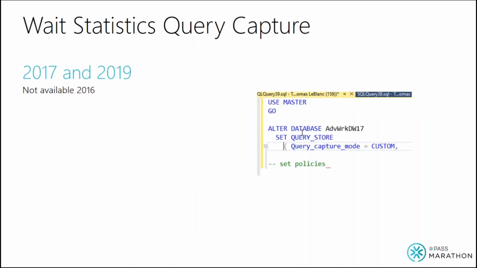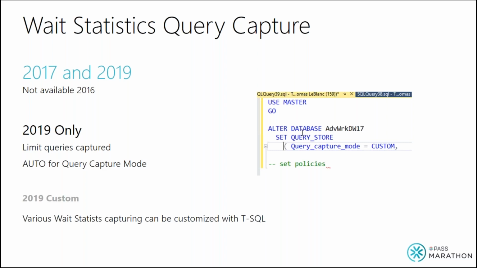So 2017 to 2019 is when this wait statistics query capture came around. It wasn't available in 2016. There's some sort of open source query store out there that you might want to look into if you're on 2016 or previous. That might give you some more things. Definitely in 2019, you're limited in the queries captured. This auto for the query capture mode only comes on in 2019.